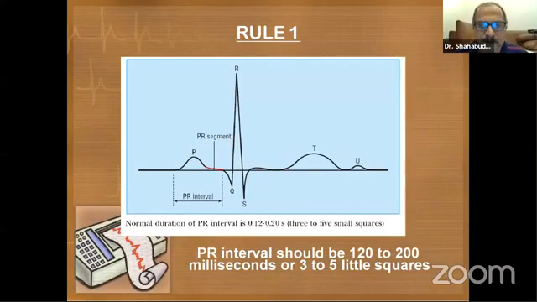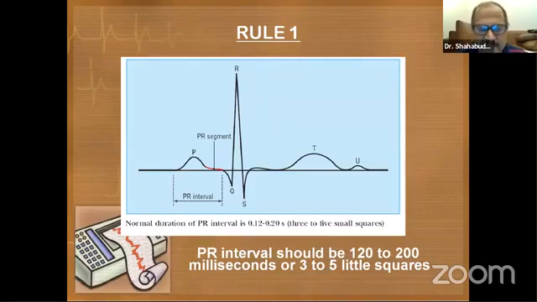And we are going to the rules. Number 1, a very fundamental rule, is that the PR interval should be 120 to 200 milliseconds, or 3 to 5 little squares. As we look at the depolarization of the atrium, it takes 0.1 seconds. That is sufficient to produce the P wave.